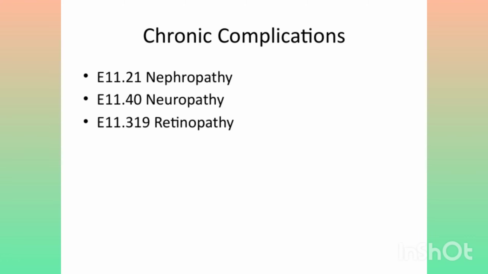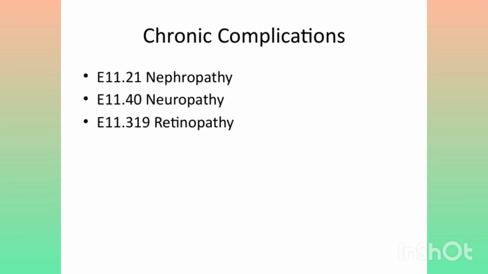Now, let's take a closer look at some of the chronic complications associated with diabetes. On this slide, you'll see E1121, which refers to nephropathy or kidney disease caused by diabetes. This highlights how high blood sugar levels can damage the kidney's filtering system over time, potentially leading to kidney failure if not managed properly. Next, we have E1140 neuropathy, which involves nerve damage. This can cause a range of issues, from numbness and tingling to pain, often starting in the feet and legs, and sometimes affecting other parts of the body.